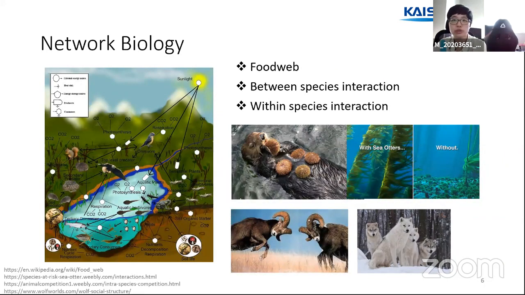And also ecology is another example using networks in biology. Food web is a well-known network that depicts the circulation of molecules. Interspecies and intraspecies interactions are also networks. Organisms interact within species and between species. That sea otter maintains the giant kelp forest by eating urchins is a famous example for showing interaction between species.